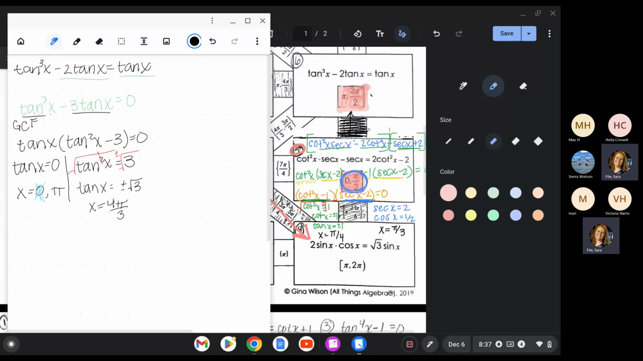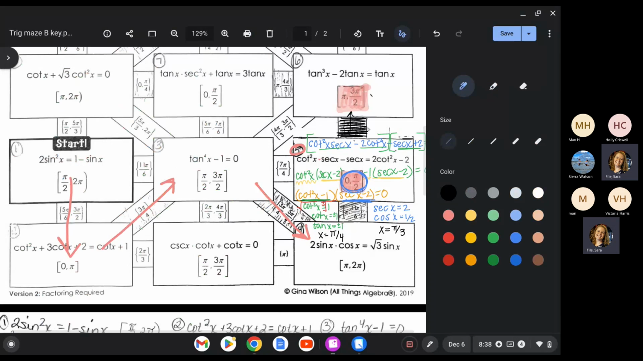So we end up with two solutions for this one. And you can see over here, that's the path that this follows here, 4 pi thirds and pi. So we're going this way.